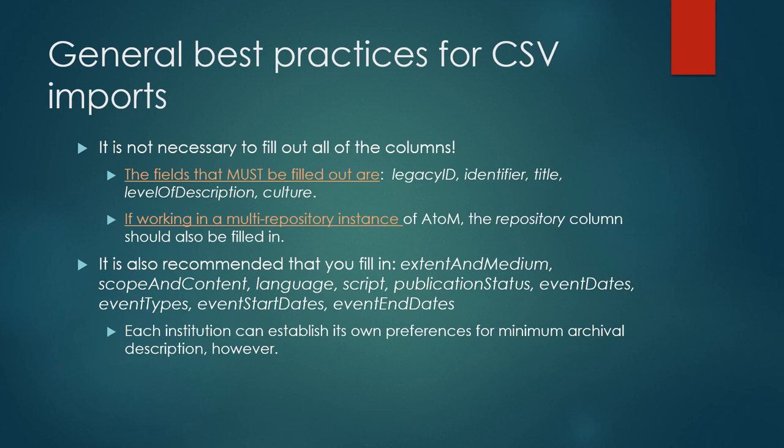It's also recommended that you fill in extent and medium, scope and content, language, script, publication status, event dates, event types, and then event start and end dates. Again, these are not absolutely critical, and each institution is going to establish its own preferences for minimum archival description. So go ahead with what your institution prefers in that case. But just to note that there are some things that have to be filled in if you're going to do a bulk import, and then other things that are recommended but not necessary.